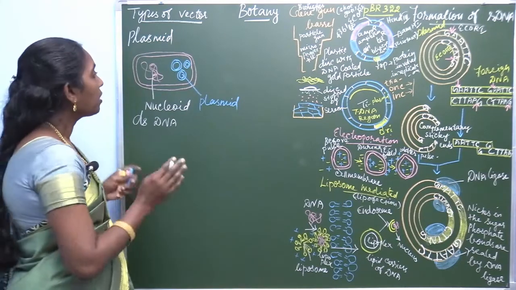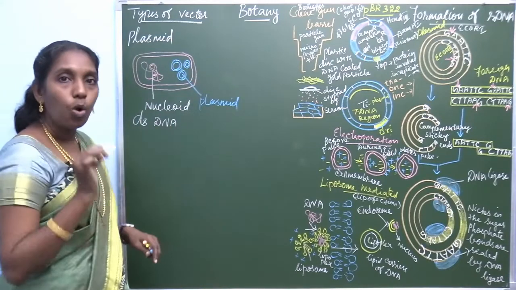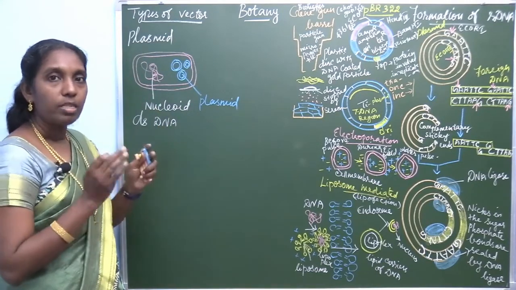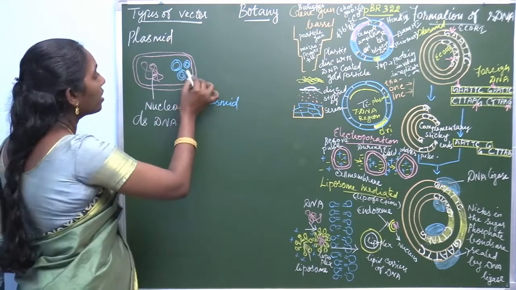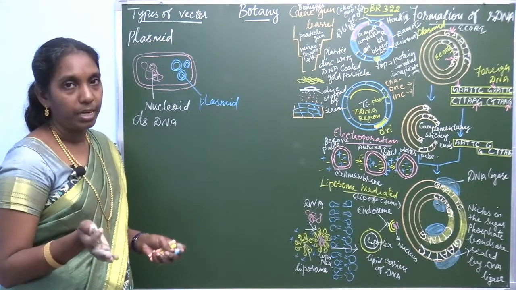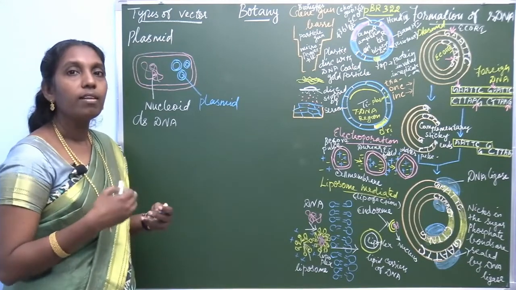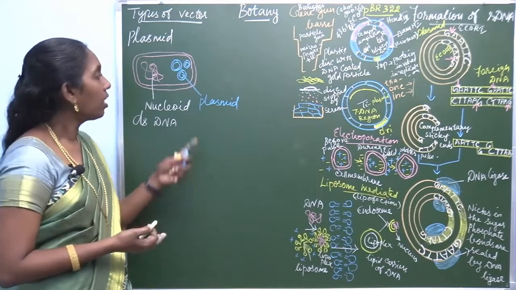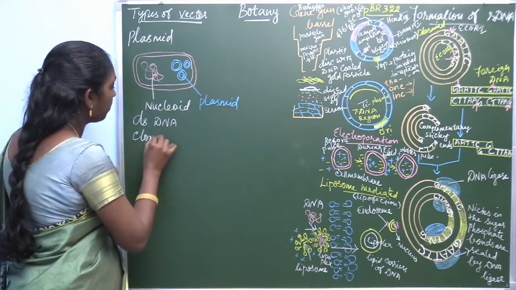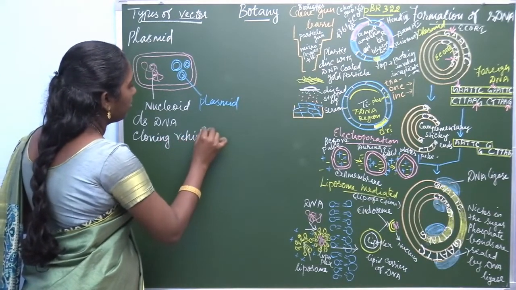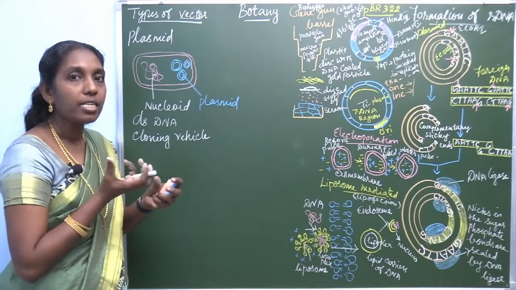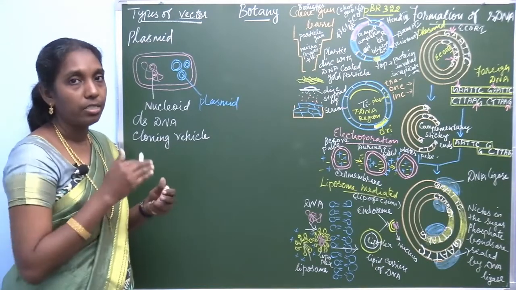What are plasmids? Plasmids are extrachromosomal DNA in addition to the normal bacterial chromosome. It is a double-stranded DNA which is capable of self-replicating. The main feature of a plasmid is self-replication. Because of this self-replication, it is used as a cloning vehicle. Vectors are called cloning vehicles. These cloning vehicles carry the recombinant DNA and introduce it into a host.